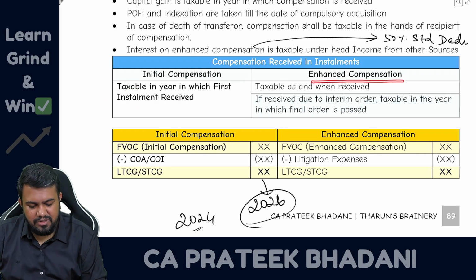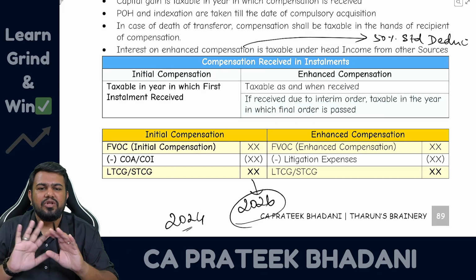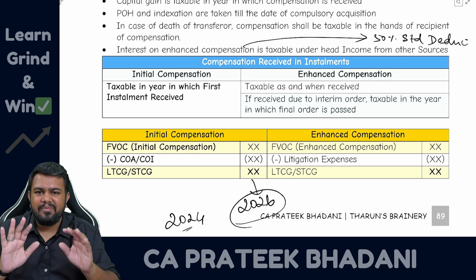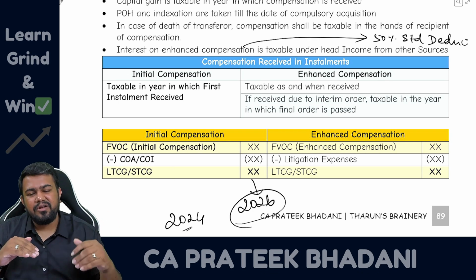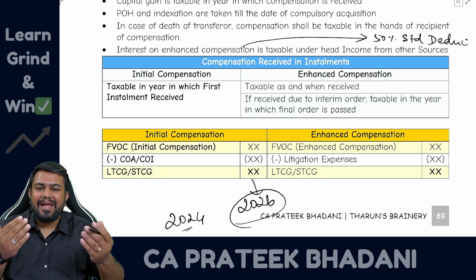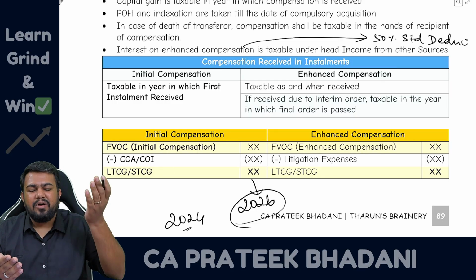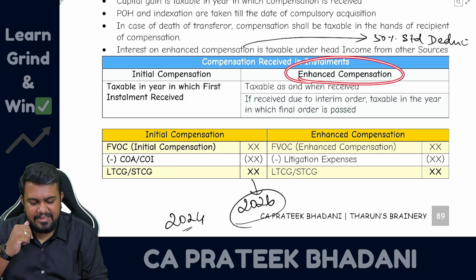What about enhanced compensation, sir? Firstly, you should know what is enhanced compensation. Enhanced compensation means the assessee is not happy with the compensation fixed by the government. That is why the assessee will go to court to fight against the government. In that case, the court can increase the compensation. So when the court gives the order to increase the compensation, it is called enhanced compensation.